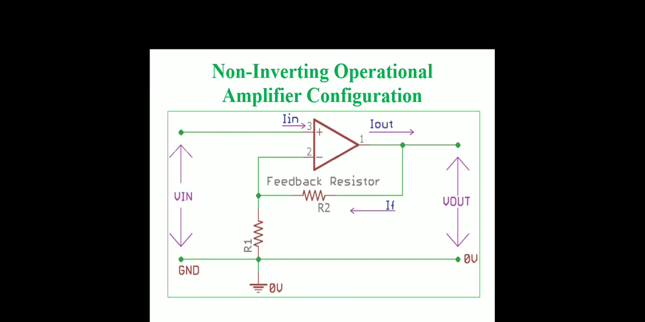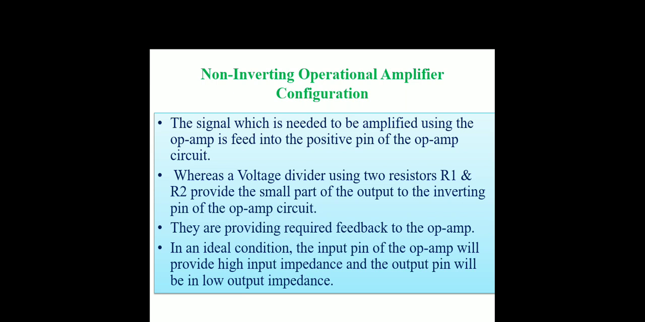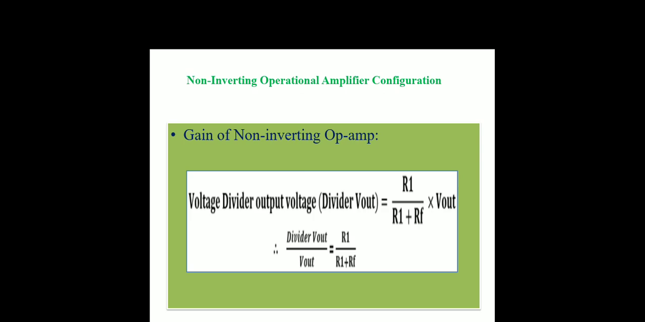In an ideal condition, the input pin of the op-amp will provide high input impedance and the output pin will have low output impedance. The amplification is dependent on these two feedback resistors R1 and R2 connected in a voltage divider configuration. R2 is referred to as RF, that is the feedback resistor, and R1 is the input resistor.